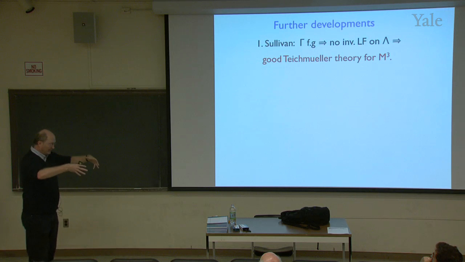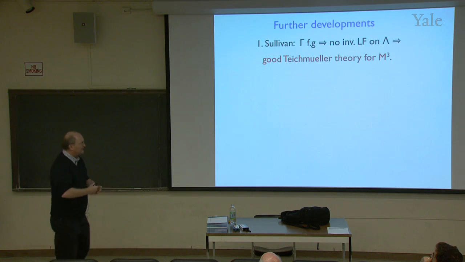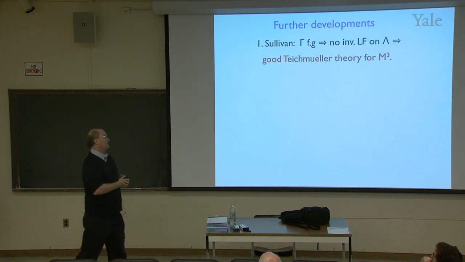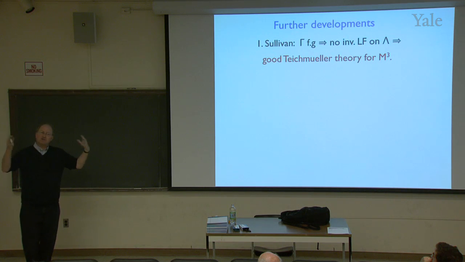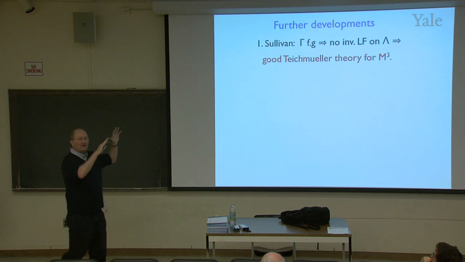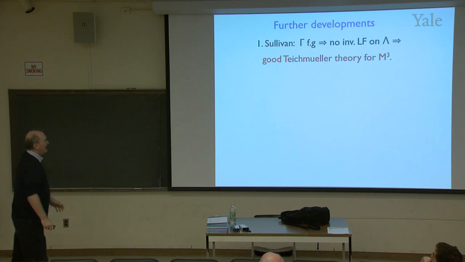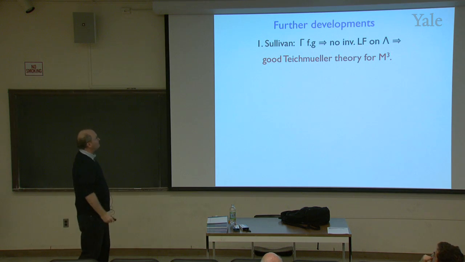So the Teichmüller theory of the boundary controls the Teichmüller theory of the three-manifold. In this way, one sometimes says, the theory of three manifolds is superficial. It's all going on the boundary. And if there's no boundary, then it's rigid.